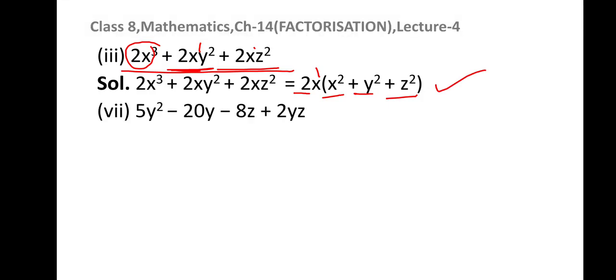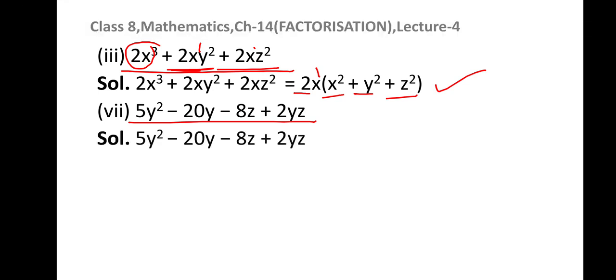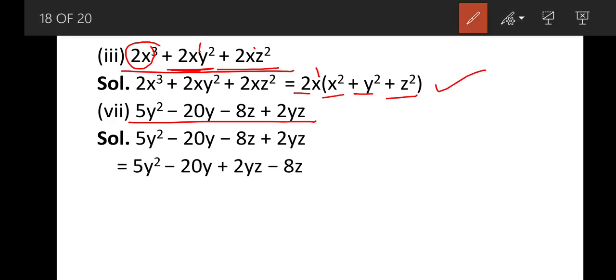Coming to seventh part, that is 5y square minus 20y minus 8z plus 2yz. So if you observe this, from all these terms, I cannot take any common factor from all these terms together. So we can use the method of grouping of terms. We need to make the grouping of terms, and as I told you that if number of terms are even, you may use grouping of terms, but it is not mandatory that every time you will be using that grouping of terms. Okay, so here we will be using grouping of terms. Now we need to make the groups. So this was the part given to us. Now what I have done, I have made the grouping of these two and these two. So this is one group, this is another group.